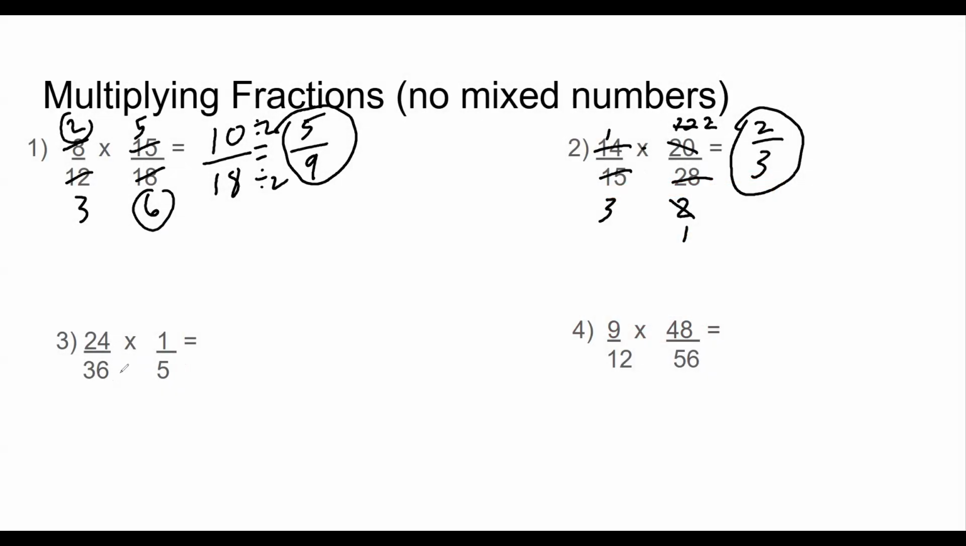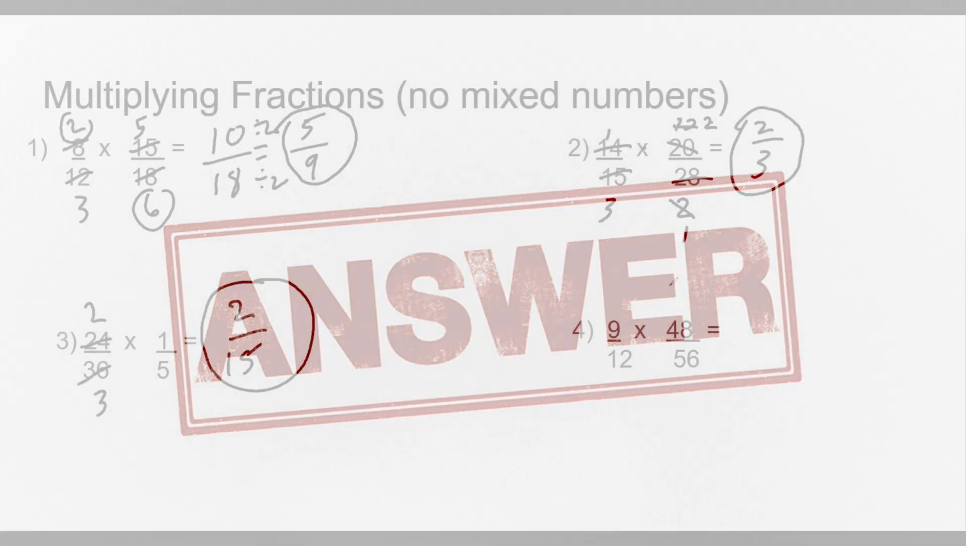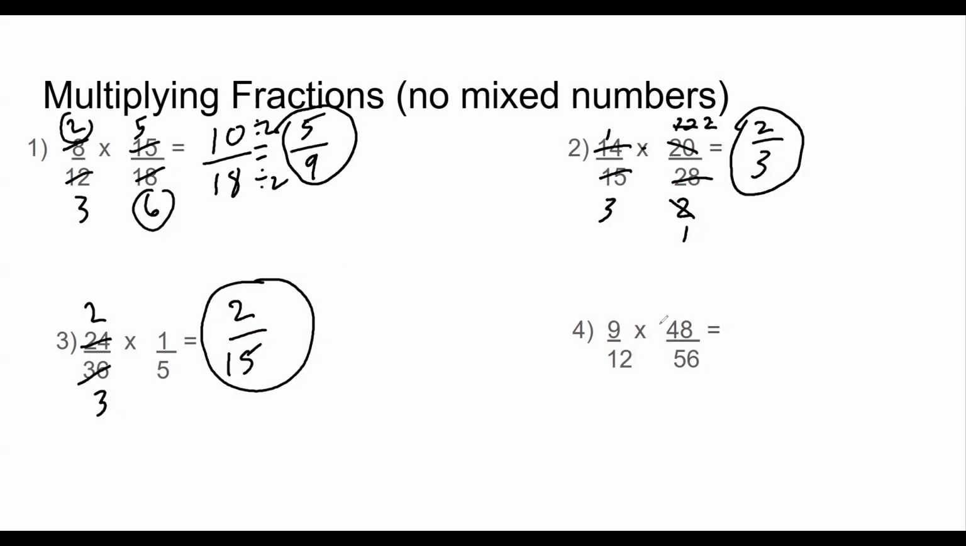All right, number 3, let's see. 1 and 5 don't look like they go into anything, so that's not going to help me. But what about 24 and 36? 12 goes into both. 12 goes into 24 2 times. 12 goes into 36 3 times. And I can't reduce anything else. I'm just going to multiply. 2 times 1 is 2. 3 times 5 is 15. And there's my answer.